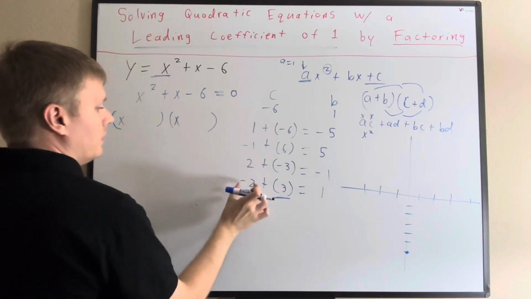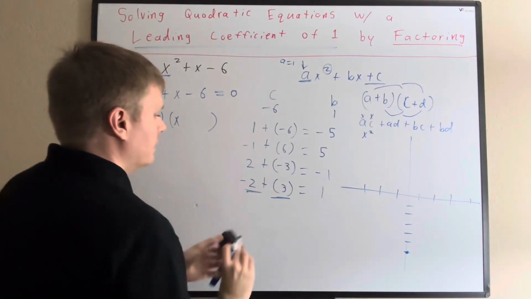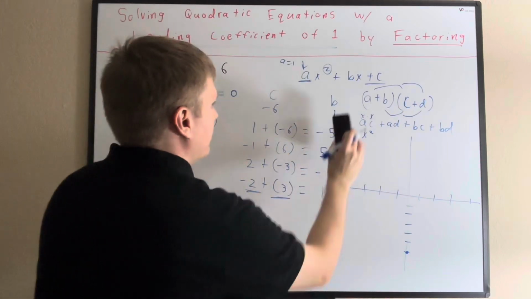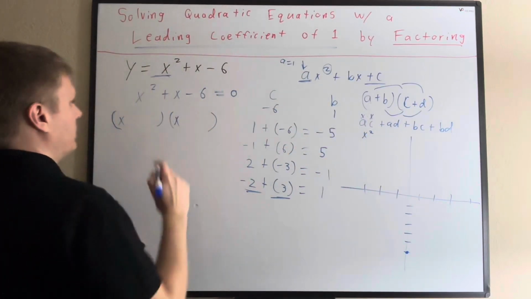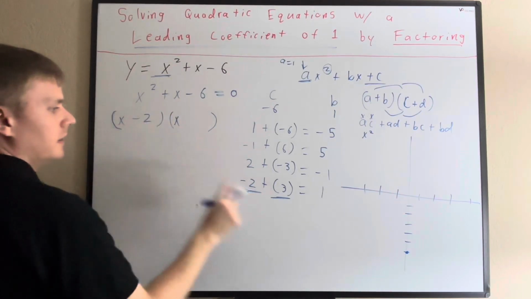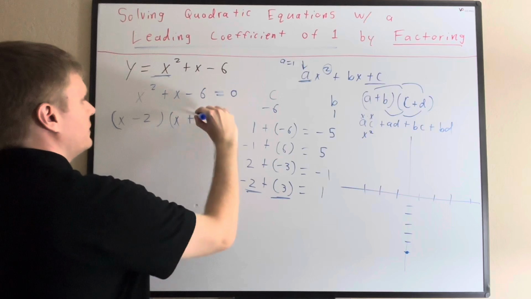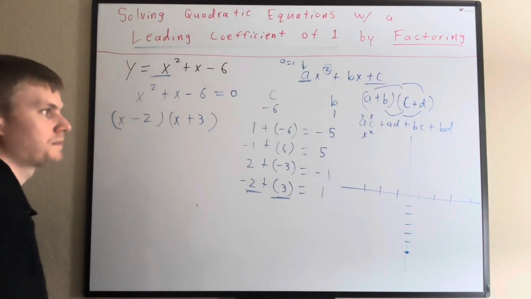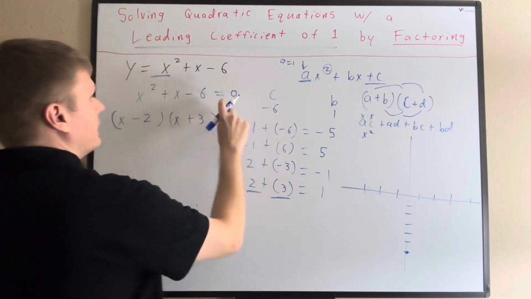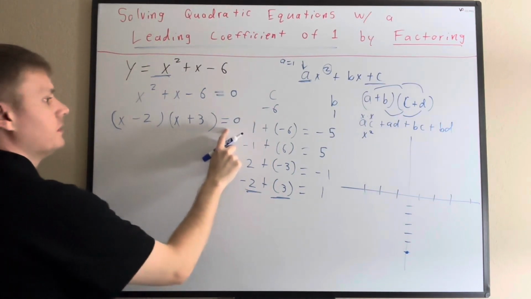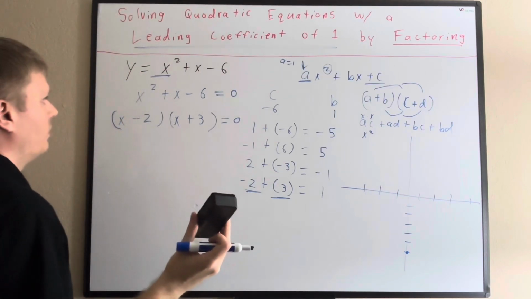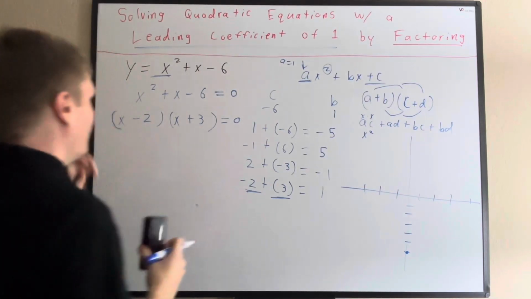And it doesn't matter which one is which because they both have that same x, right? So we just take the numbers that we found that multiply to get c and add to get b, and we plug them in. So one of them is negative 2, so we put x minus 2. And the other one is positive 3, so we put x plus 3. Equals 0. Don't forget that equals 0 part comes down too. Now, what did I just do?